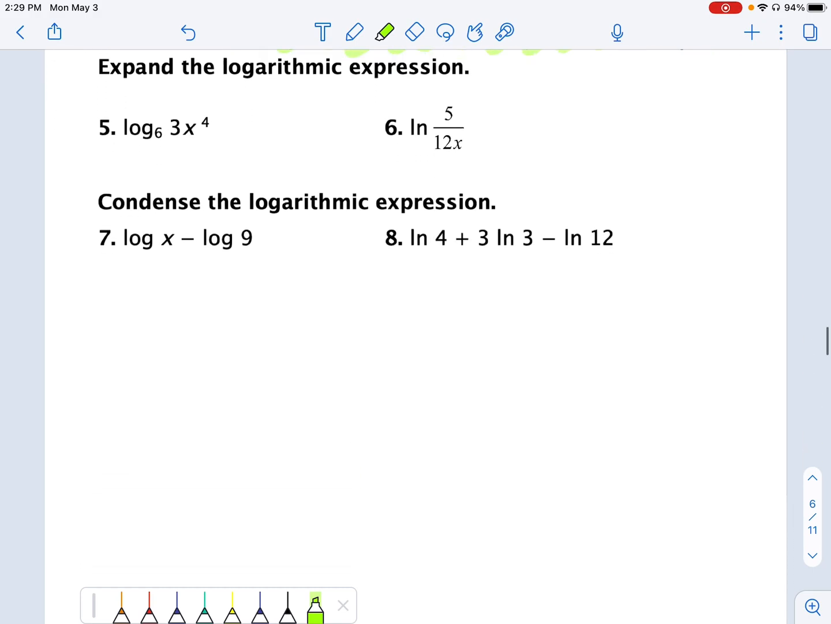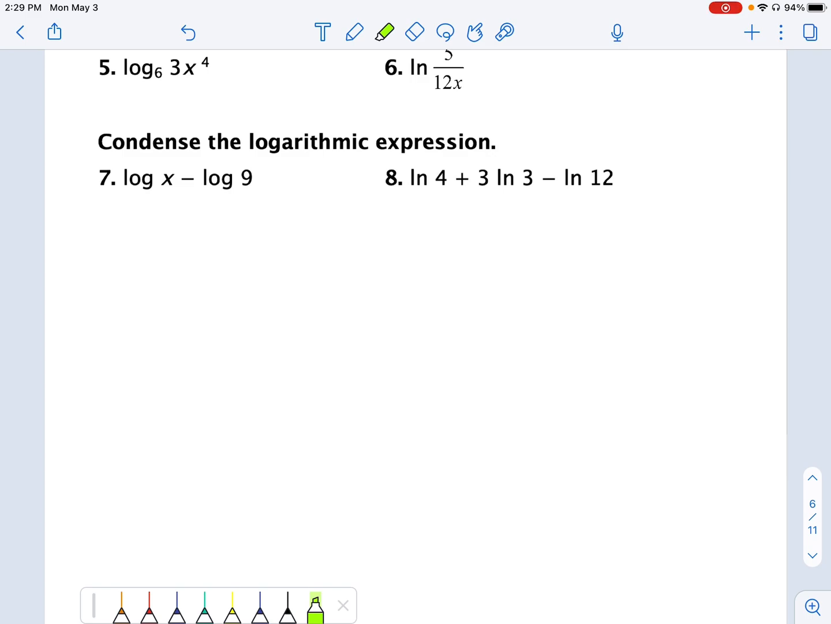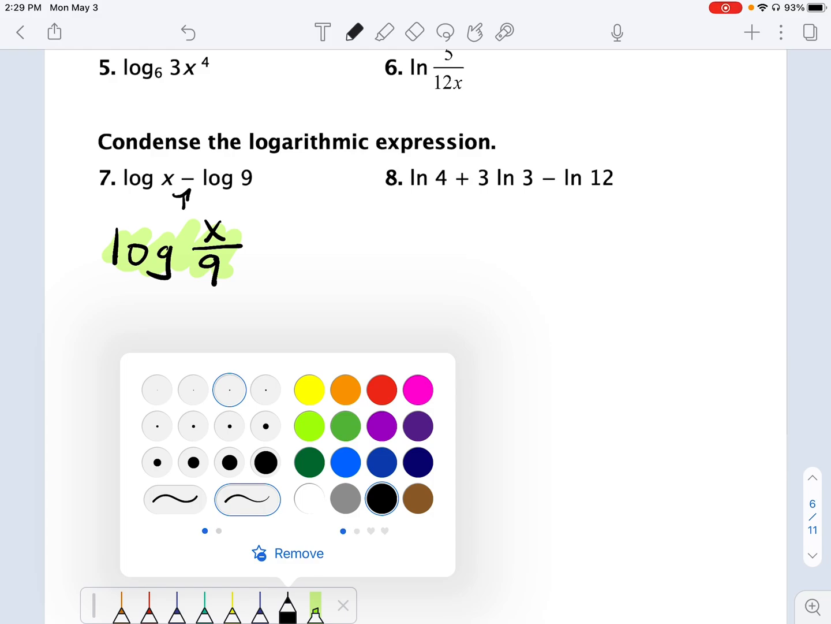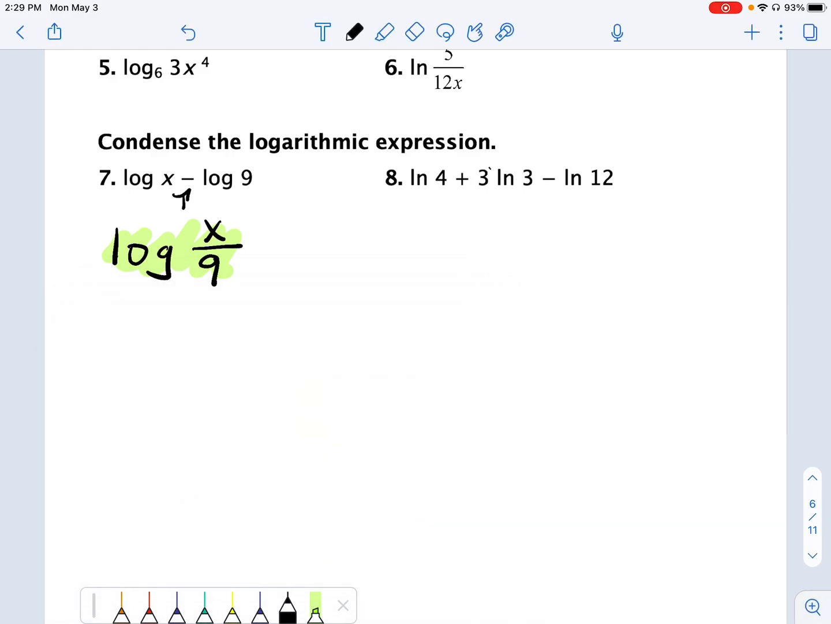Okay, the last one is going to be condensing. Okay, subtraction becomes division. x over 9. That one hopefully is pretty straightforward. Okay, now we're going to do this one. Oh, I see the exponent. That's going to become an exponent.